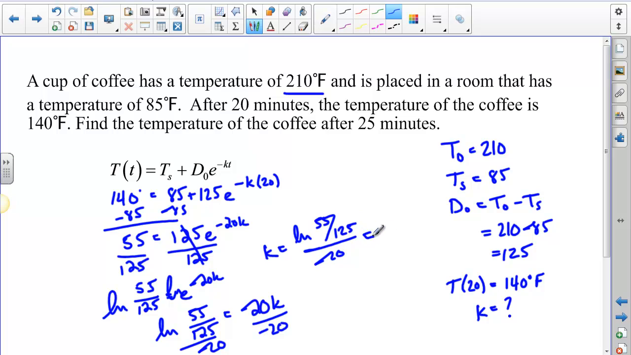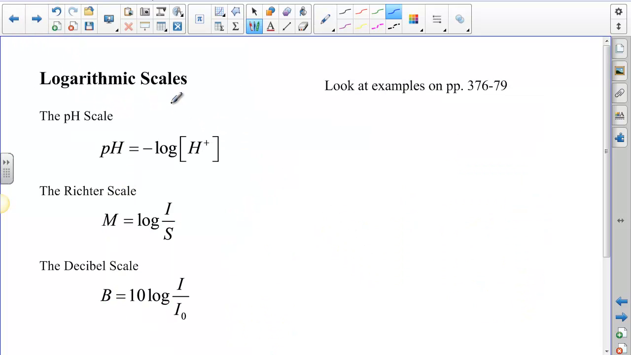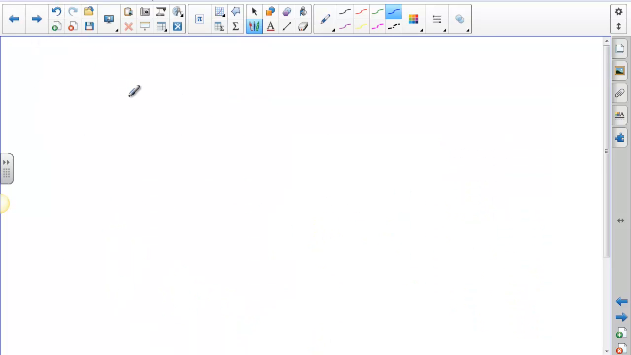Now, hopefully you haven't plugged anything into your calculator until right now. Once you plug that into your calculator, you get 0.041049. And that's our constant. We're going to plug that back in and use that information. But this here, without doing any rounding beforehand, gives us the best answer. And so there's my k value, 0.041049.